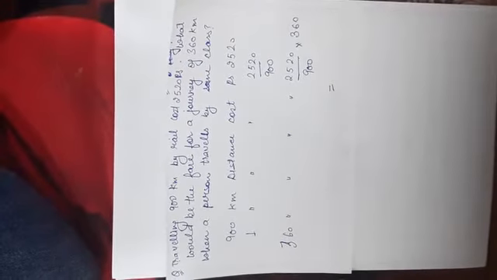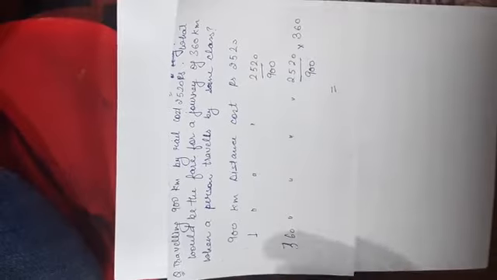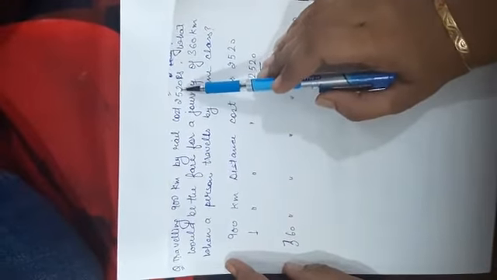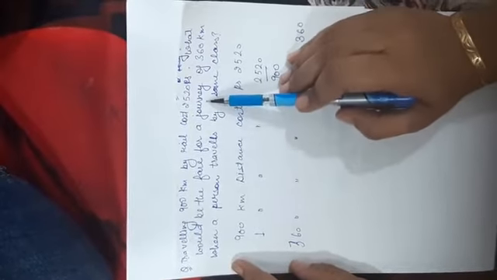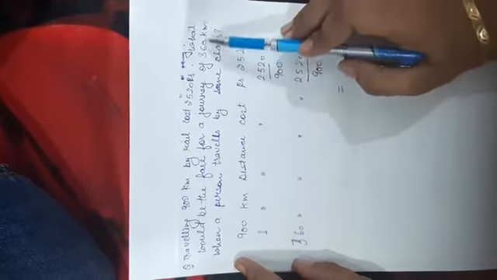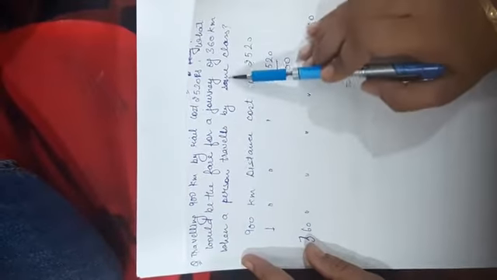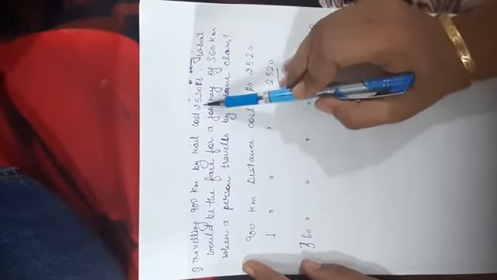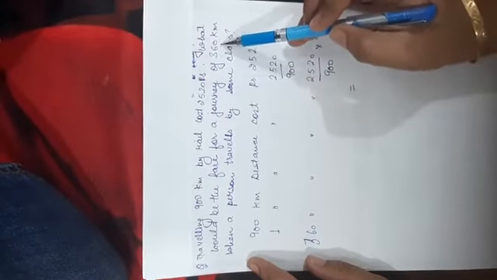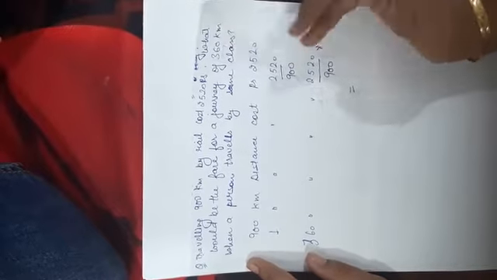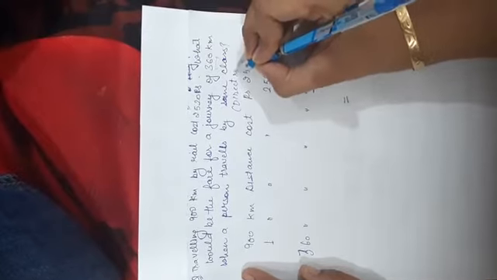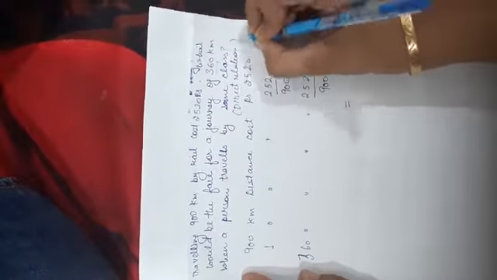Okay, proceeding to the next question. Traveling 900 km by rail costs 2520 rupees. What would be the fare for a journey of 360 kilometers when the person travels by the same class? Just see, distance is more, cost is more. Now the distance is reduced, it means the cost is going to reduce. It means I have a direct relationship, which means A by B form.